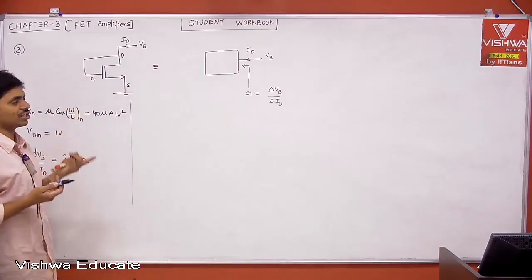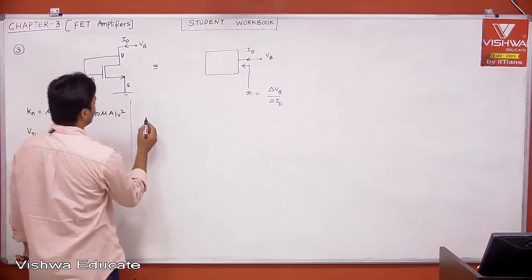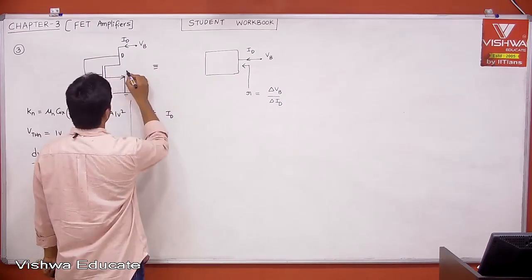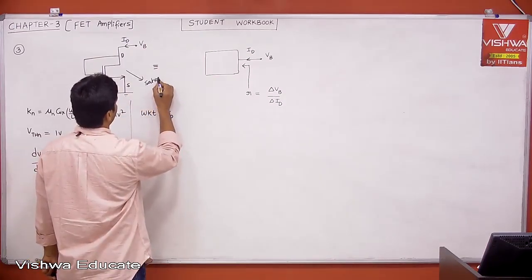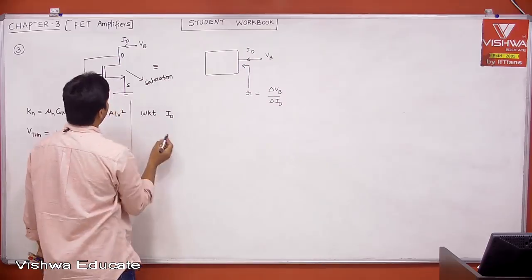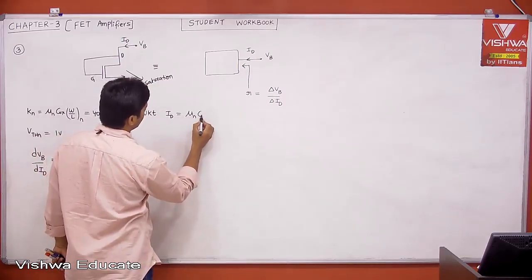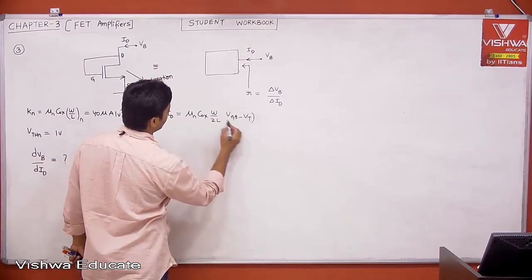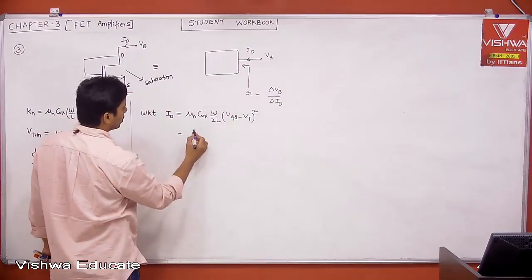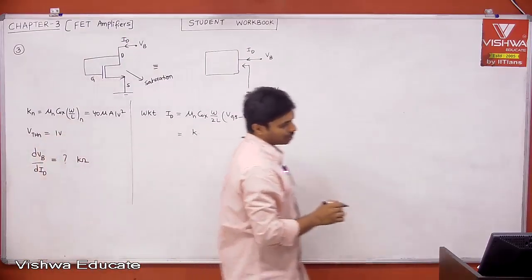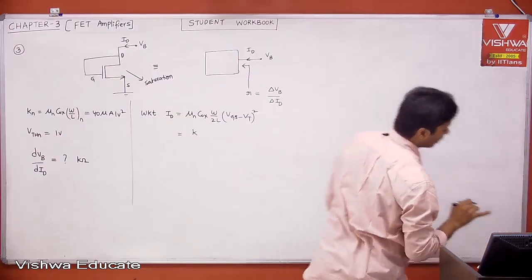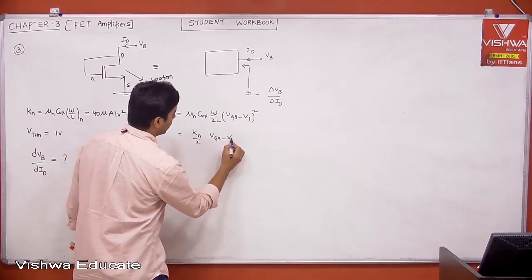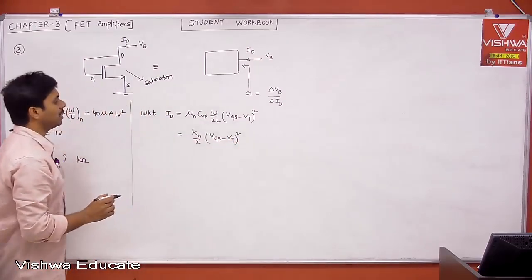We know this is a diode connected transistor and this is in saturation. When this is in saturation, we know that ID is equal to mu n Cox W by 2L into (VGS minus VT) whole square. Therefore, this is nothing but Kn, that is what is given. Kn by 2, (VGS minus VT) whole square. This is what is ID.